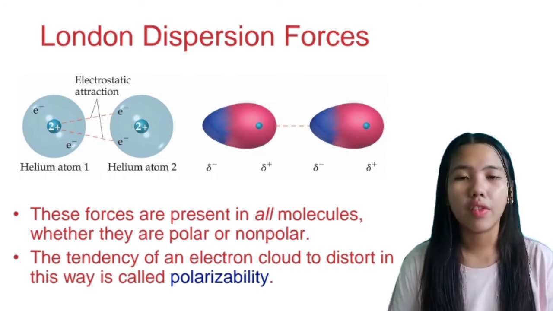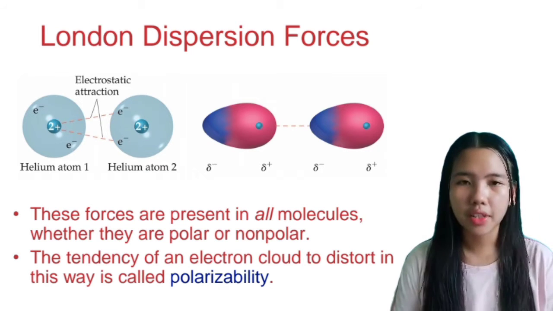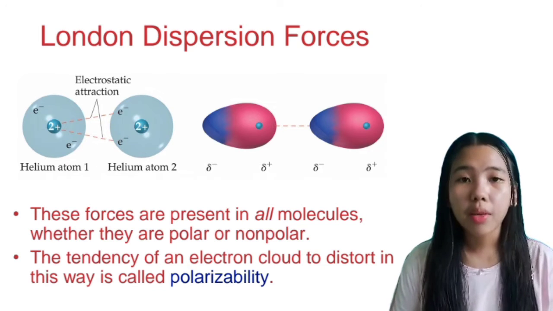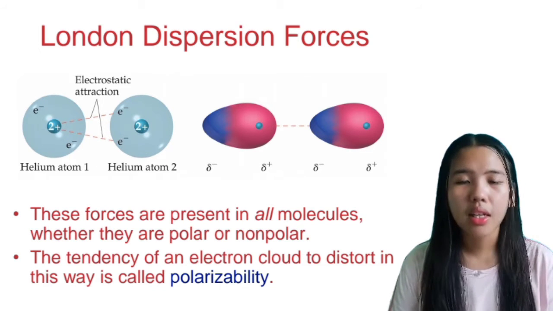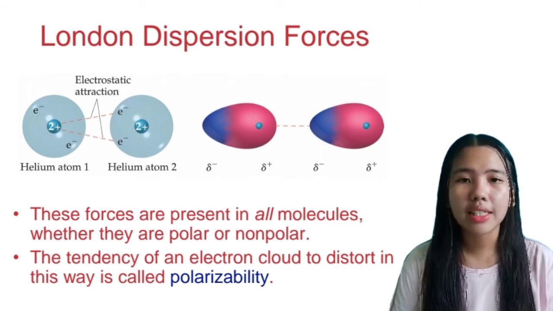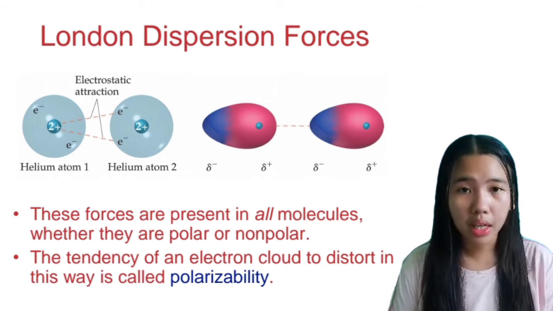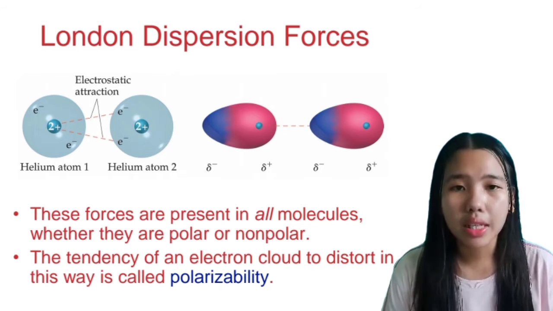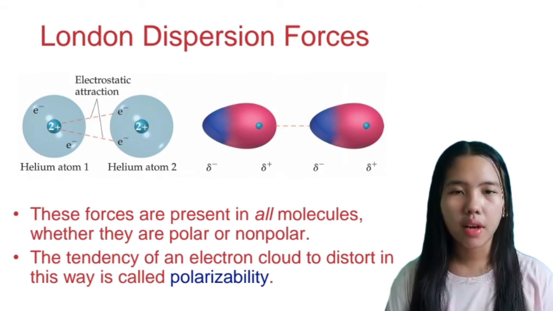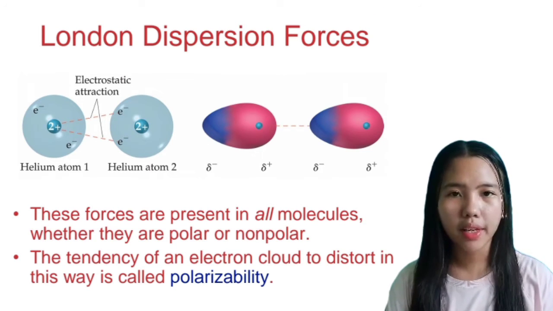If one end of the molecule has a positive charge while the other end has a negative charge, and if the bonds are asymmetrical, the molecule is polar. And if the charge is evenly distributed around a central atom, and if the bonds are symmetrical, the molecule is non-polar. Here are some examples of polar and non-polar molecules.